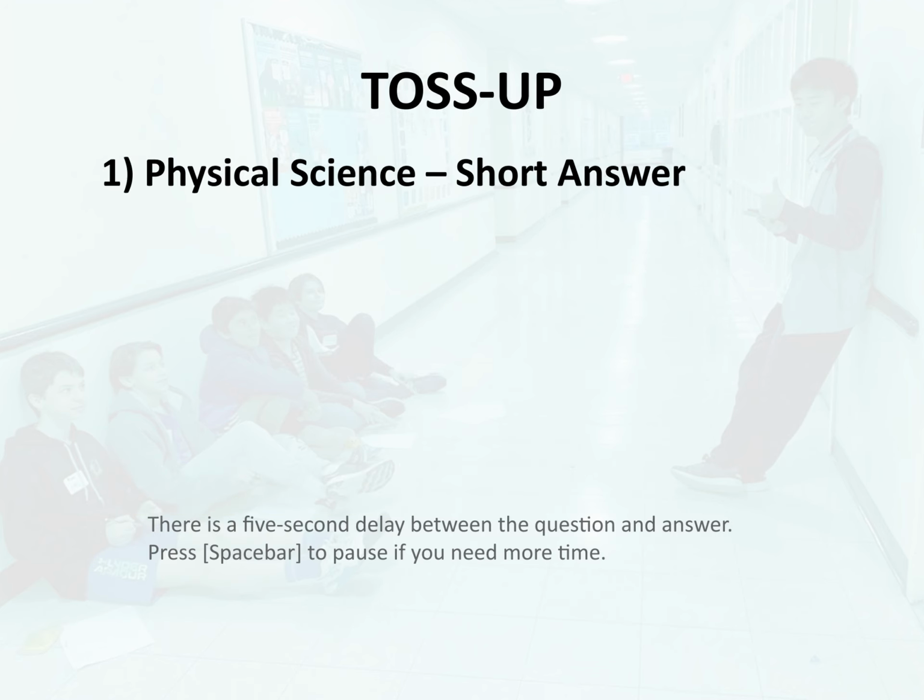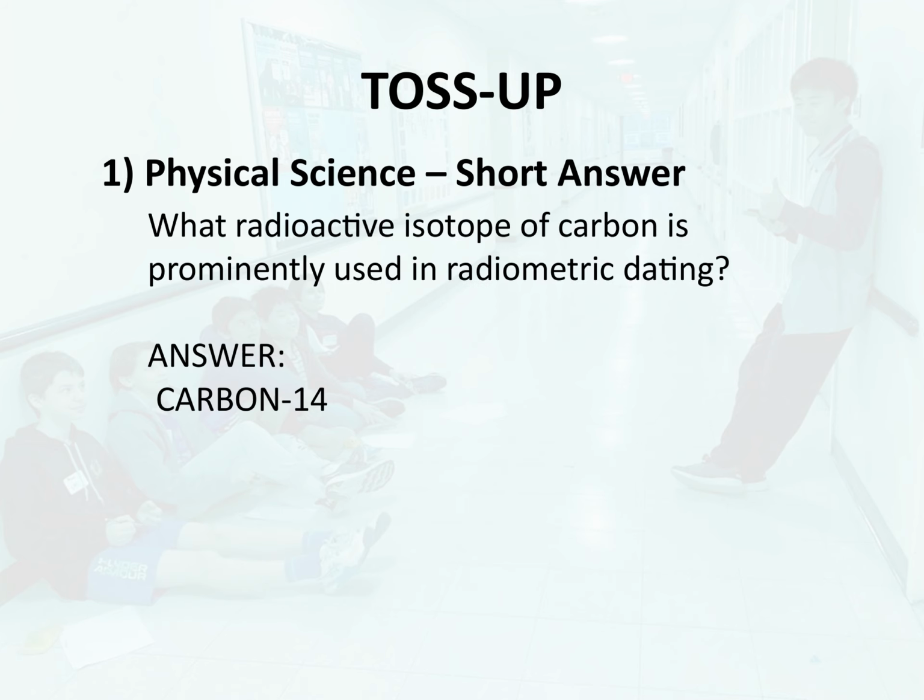Toss-up 1. Physical science, short answer. What radioactive isotope of carbon is prominently used in radiometric dating? Answer: carbon-14.